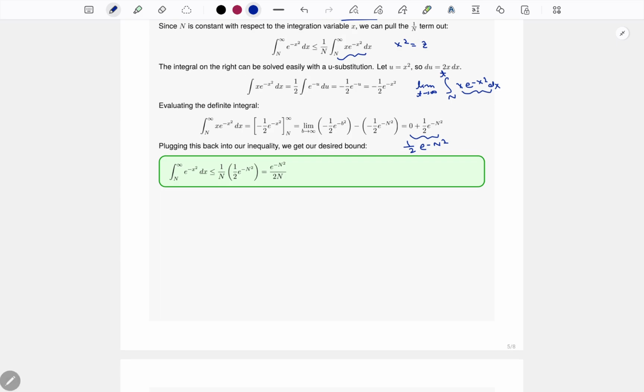So our integral from n to infinity is less than or equal to 1 over n times the integral from n to infinity of x times e to the power minus x squared, which eventually comes out to be e to the power minus n squared upon 2n. We also see that this integral of e to the power minus x squared is obviously greater than or equal to 0.